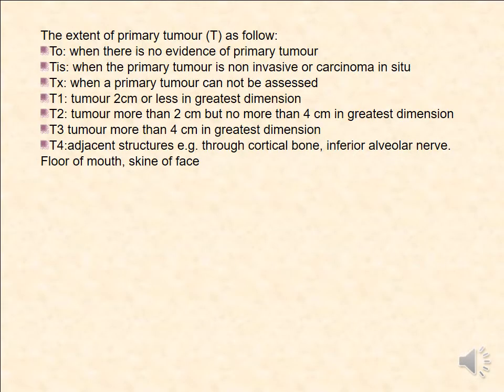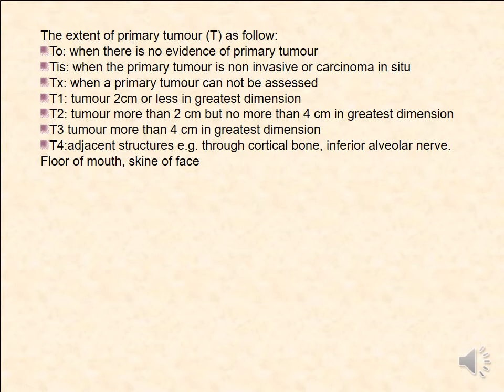We start with the T, the extent of primary tumor. First, T0, when there is no evidence of primary tumor in the oral cavity. We go to Tis when the primary tumor is non-invasive or carcinoma in situ, meaning the tumor is within the epithelium and does not extend to the base of the epithelial layer. We have a carcinoma in situ.